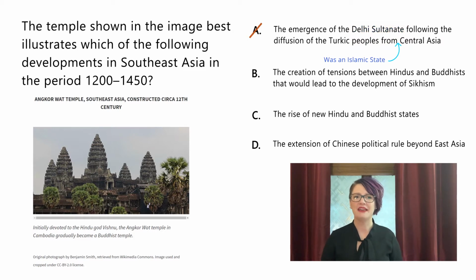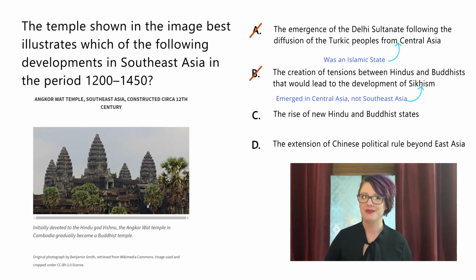Let's take a look at B. Well, for the first part of this, we don't really see tensions between Hinduism and Buddhism, and certainly not really alluded to in the photograph. Plus, Sikhism is not related in the photograph, and this was something that emerged in Central Asia, not Southeast Asia, so we can also eliminate choice B.